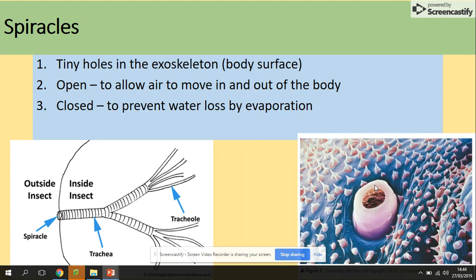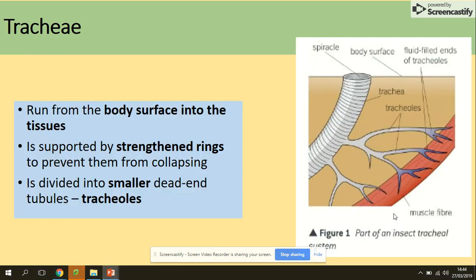Okay. So what actually are those spiracles? As you can see now on the outside of the insect, that's the microscopic view of the spiracles. They are tiny holes in the exoskeleton, the body surface of this insect. They can open and close. If they open, they allow air to move in and out. If they close, that means they will prevent water loss by evaporation.